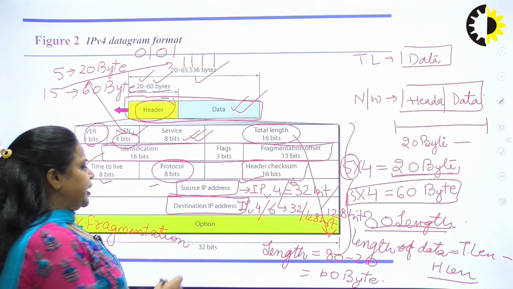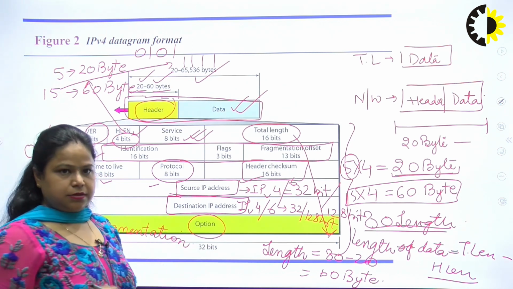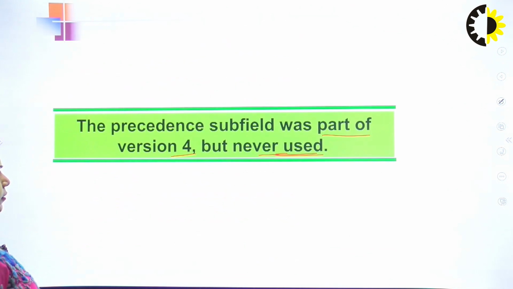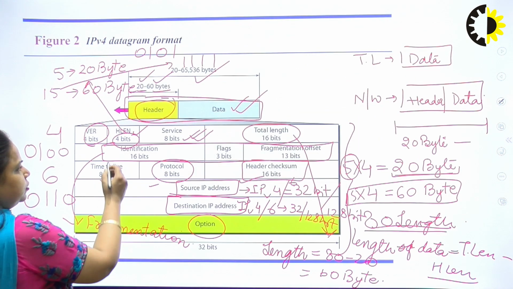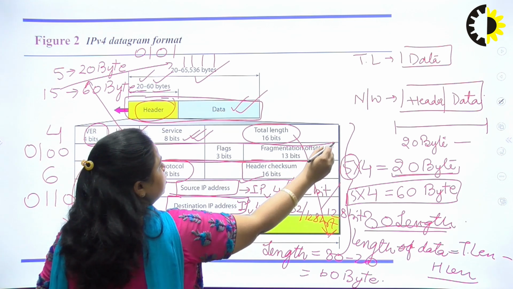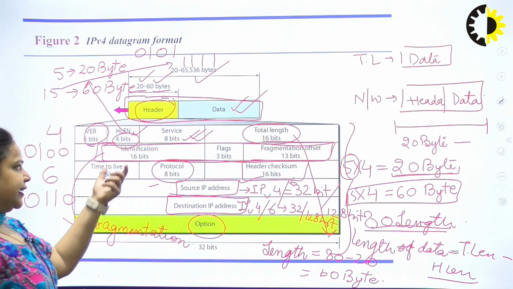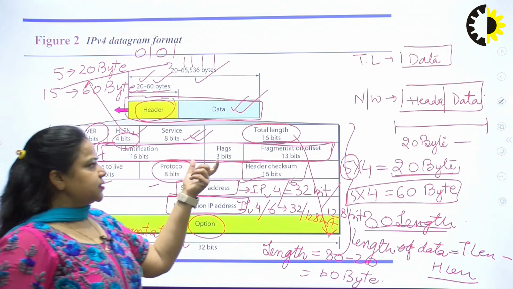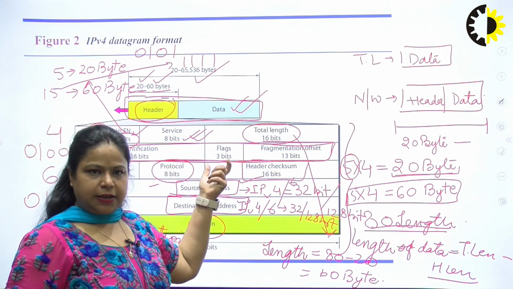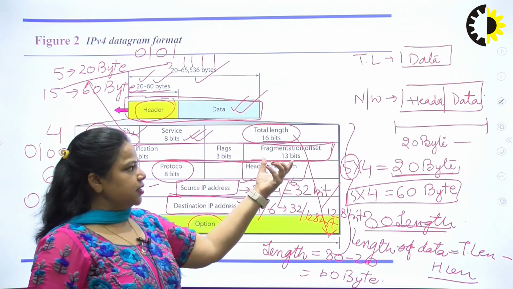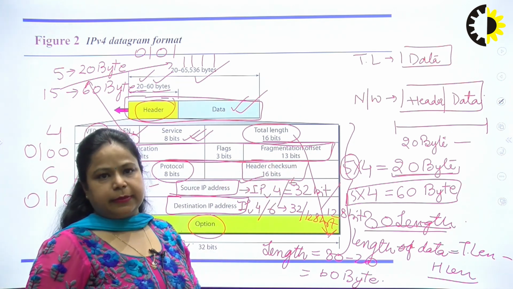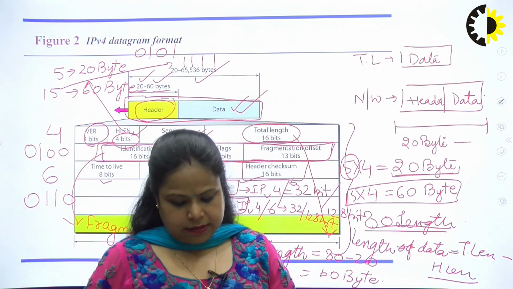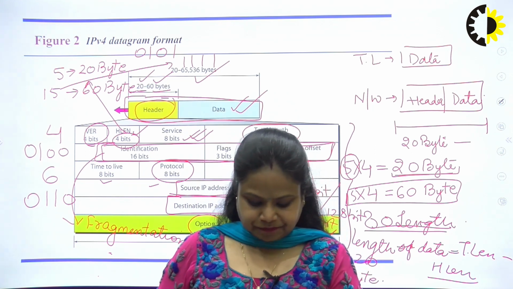Then after that, we have the last parameter, that is options. This also we'll discuss. Now, before we start with the options, we should be aware of the 3 parameters related to fragmentation. The first is the identification bits, which is 16 bits long, right? The next is 3 bits, which is called the flag bits, right? And the last 13 bits represent the fragmentation offset. One after another, we are going to discuss all the 3 parameters in this lecture.